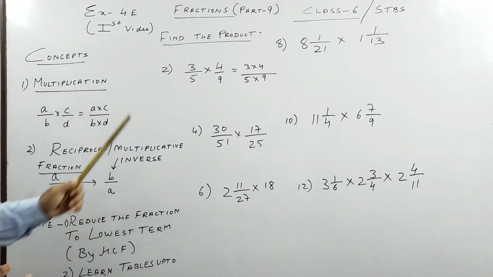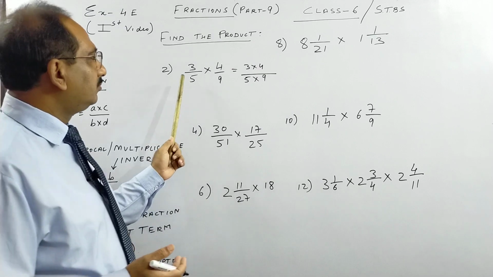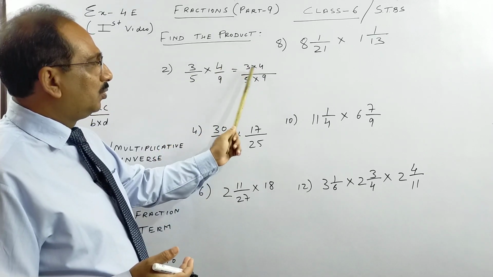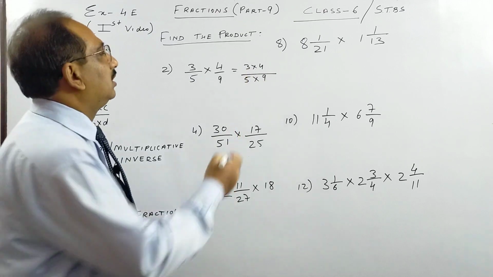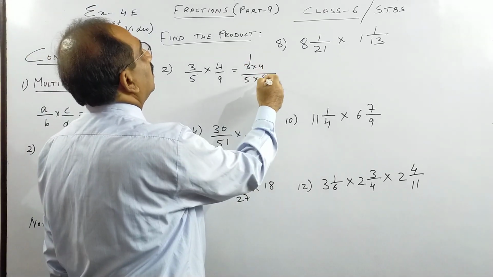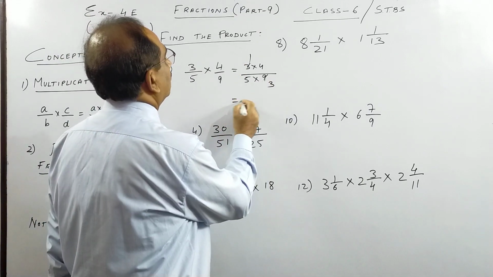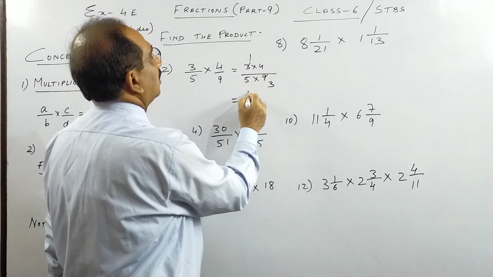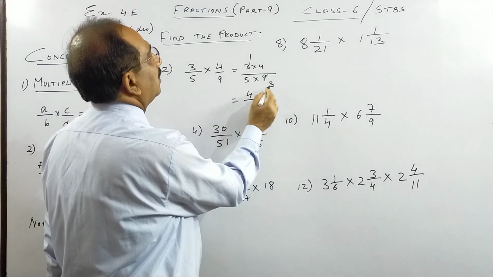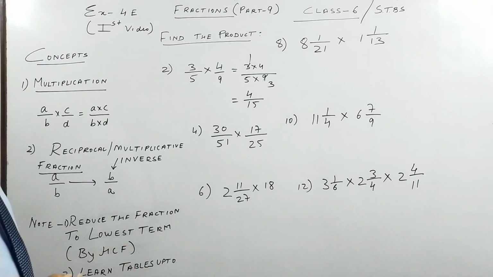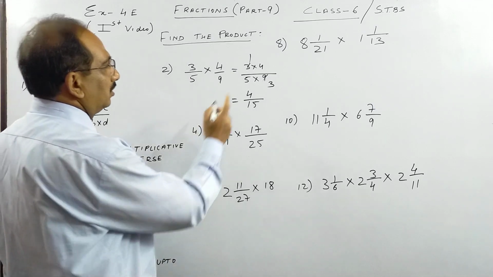So please learn. Here if you see 3 by 5 into 4 by 9, 3 and 9, you know, 9 comes in table of 3. 3 ones are 3, 3 threes are 9. Nothing else will cancel. So we get numerator as 4 and denominator is 5 threes are 15. This is how we do.